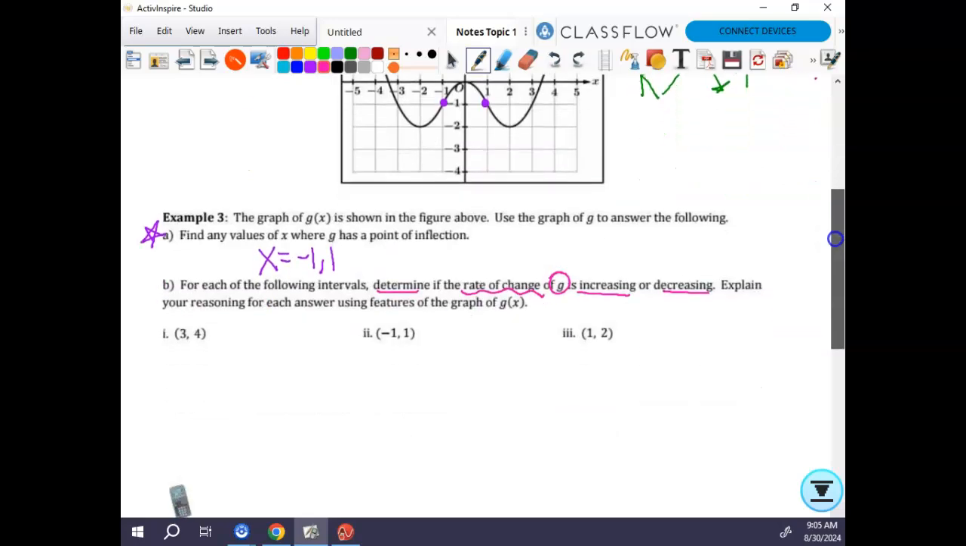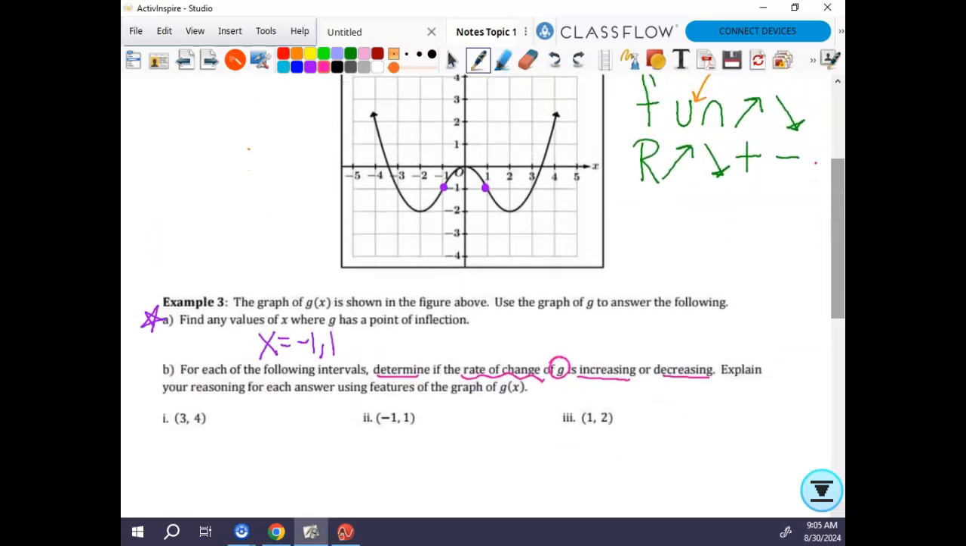Okay? So, from 3 to 4. So, here's 3 to 4. This part right there. Okay? And I want to know if the rate of change, now the function's increasing, but is the rate of change increasing or decreasing? What do you think?